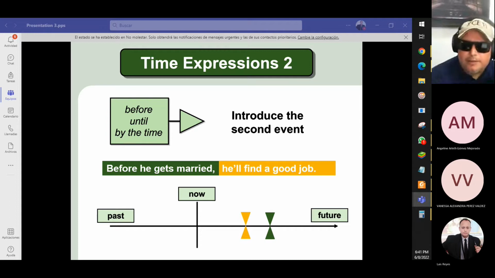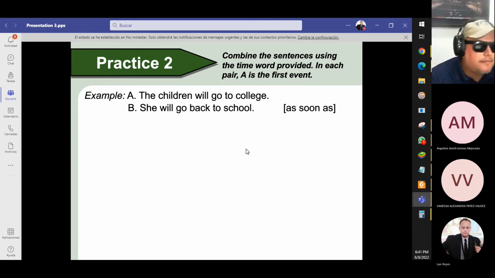Entonces, es súper importante, por lo mismo, que también conozcamos bien las diferentes expresiones. Por lo mismo, hay que familiarizarnos con las expresiones de tiempo. Okay. Y vamos a practicar. Combine these sentences using the time words provided in each pair. A is the first event.